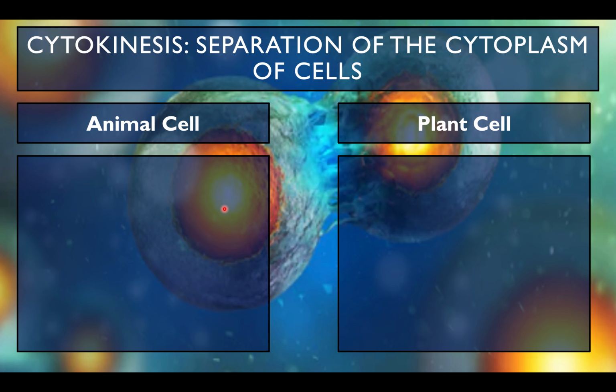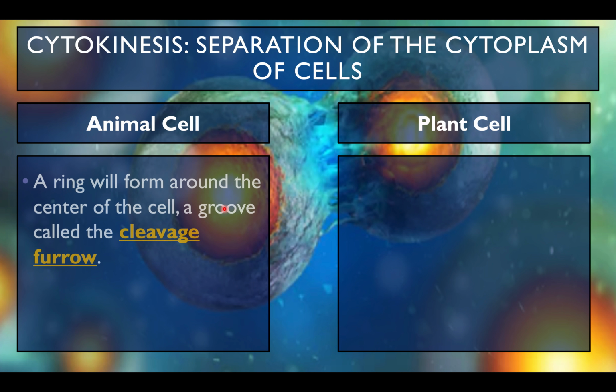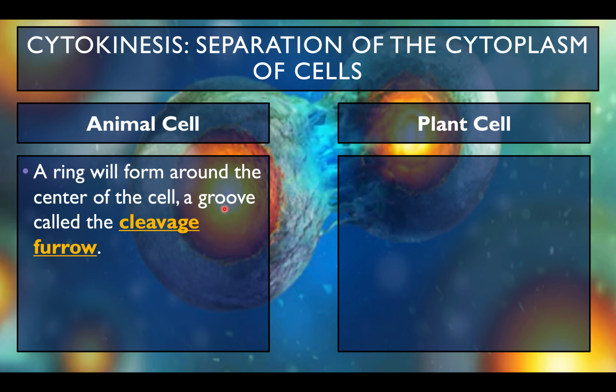Cytokinesis, separation of the cytoplasm of cells. That is the process of cytokinesis. It is just the separation of the cytoplasm. And this includes organelles too, okay? In an animal cell, a ring will form around the center of the cell, and a groove called the cleavage furrow will appear. The cell will pinch into two new cells.